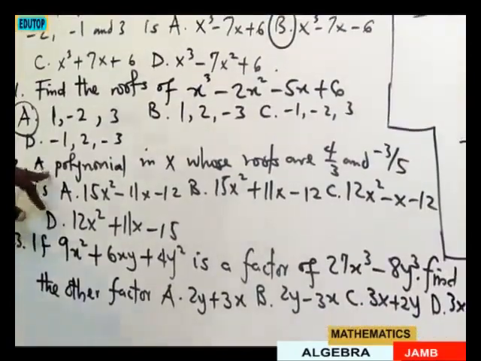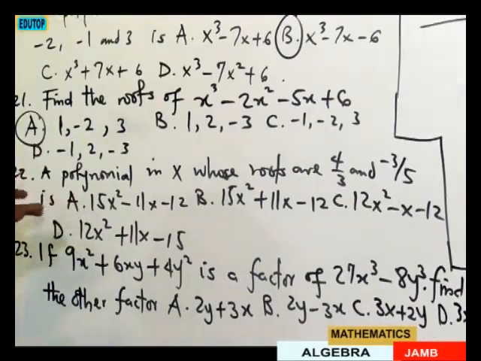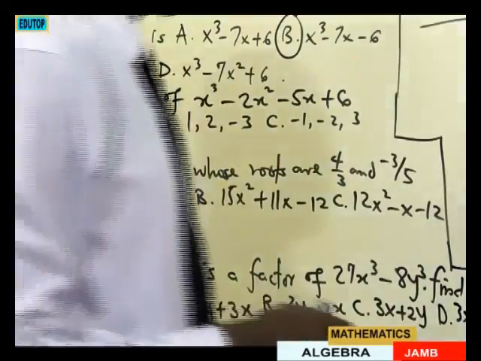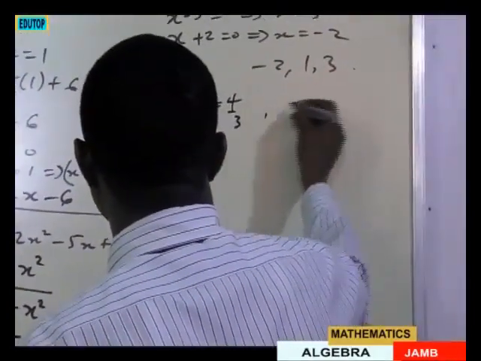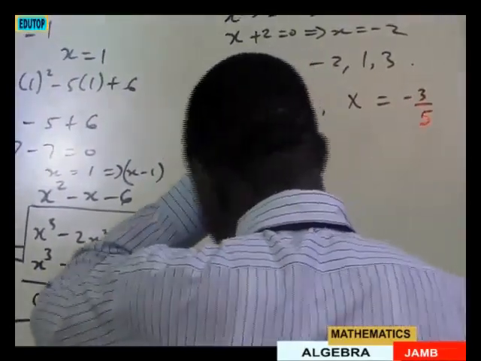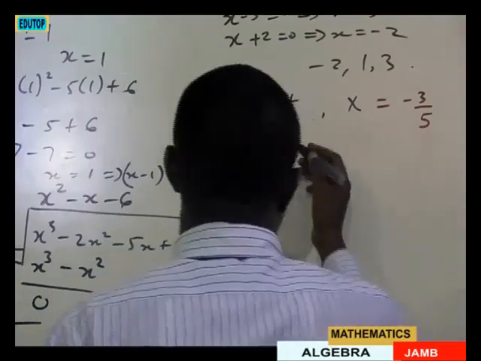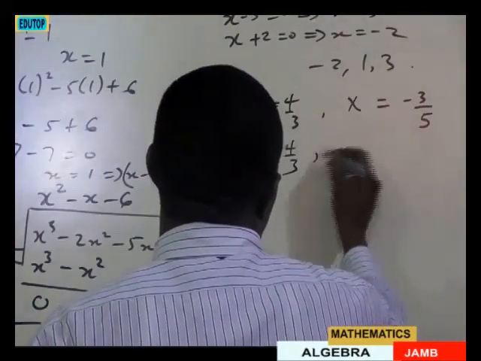Then the next question is saying that a polynomial in x whose roots are this and this. This question 22 is not different from question 20, so the same thing, but the only difference is that it is a fraction this time around. So what do we need to do here? We know that x equals 4 over 3, and x equals minus 3 over 5. So in this situation, we transfer this to the other side. We have x minus 4 over 3.